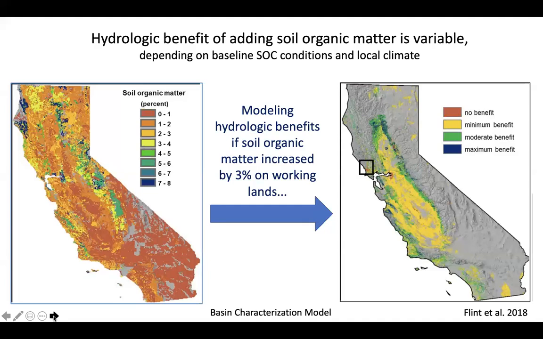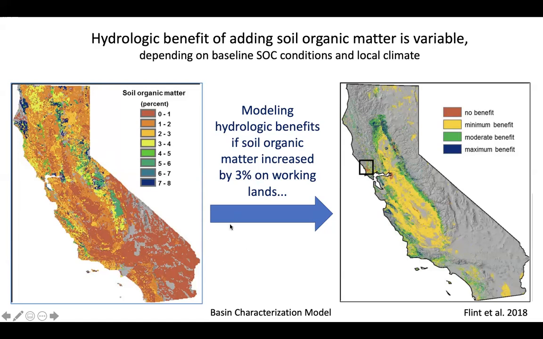There has been some work by Lorraine Flint and others at the USGS. What she and her team did was try to assess the hydrologic benefit of adding soil organic matter. On the left is a map of soil organic matter across the state, red being very low. Where we are in the Central Valley, we tend to have very low soil organic matter content.